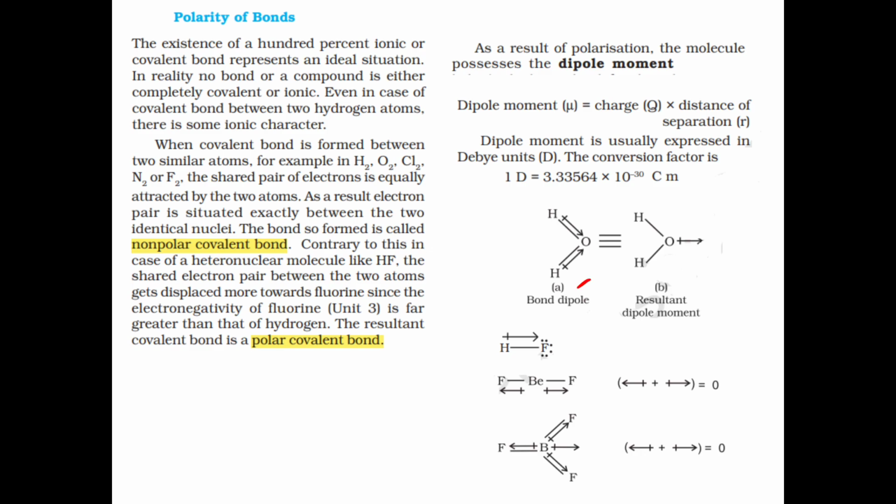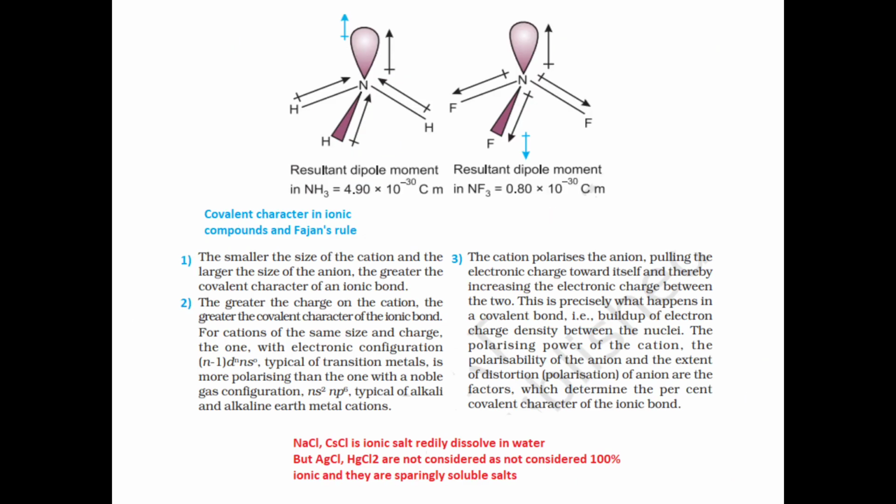The bond dipole is like this and the resultant dipole is like this. For the HF molecule, the resultant dipole moment is like this. For BeF2, the dipole moment is 0. For BF3, the dipole moment is 0. For NH3, there is a resultant dipole moment. For NF3, the resultant dipole moment is reduced.